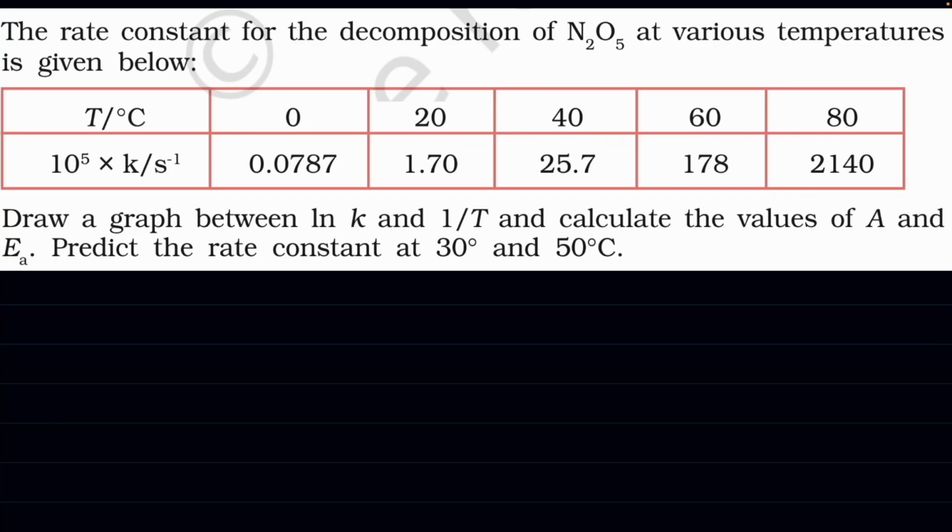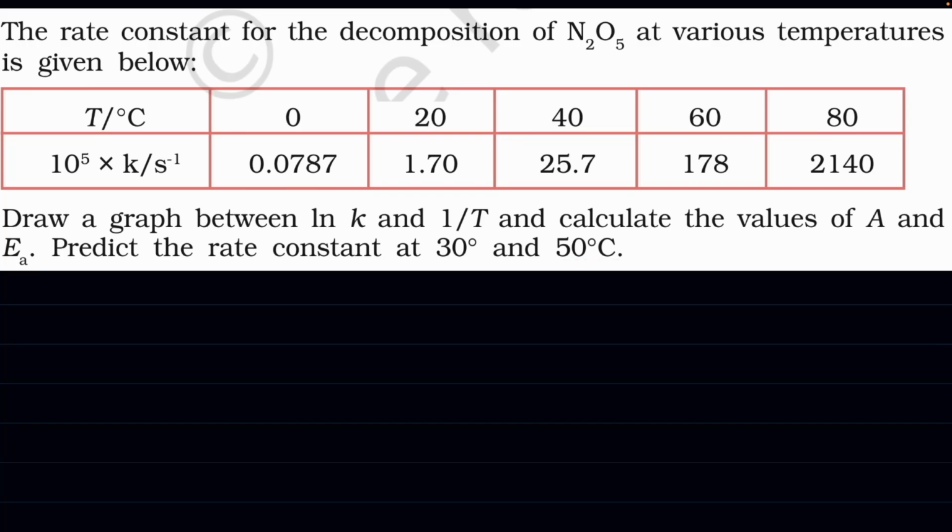This question is from the chemistry chapter chemical kinetics. In this question, the rate constant for a decomposition of N2O5 at various temperatures is given by this table. We have to draw the graph of ln k and 1/T and calculate the value of A and Ea. And we have to predict the rate constant at 30 degrees and 50 degrees Celsius.